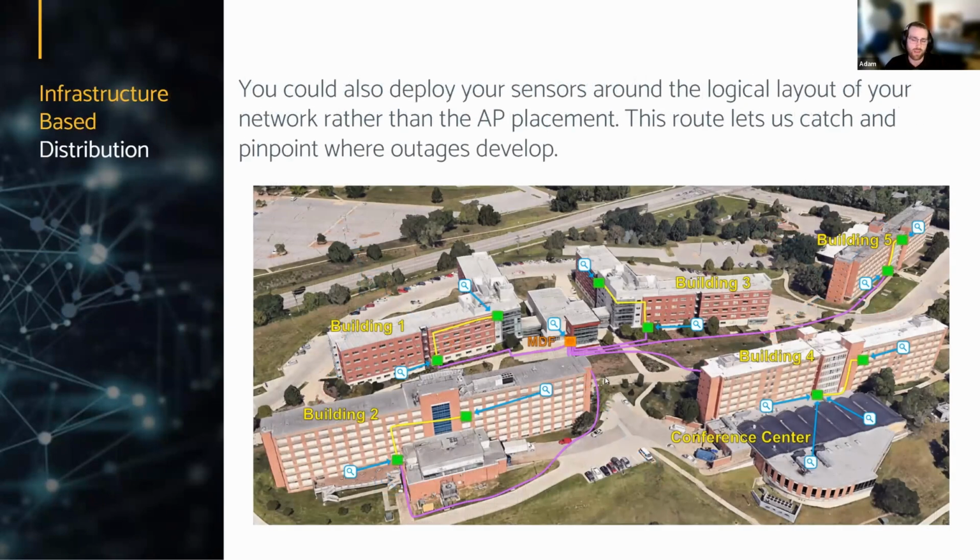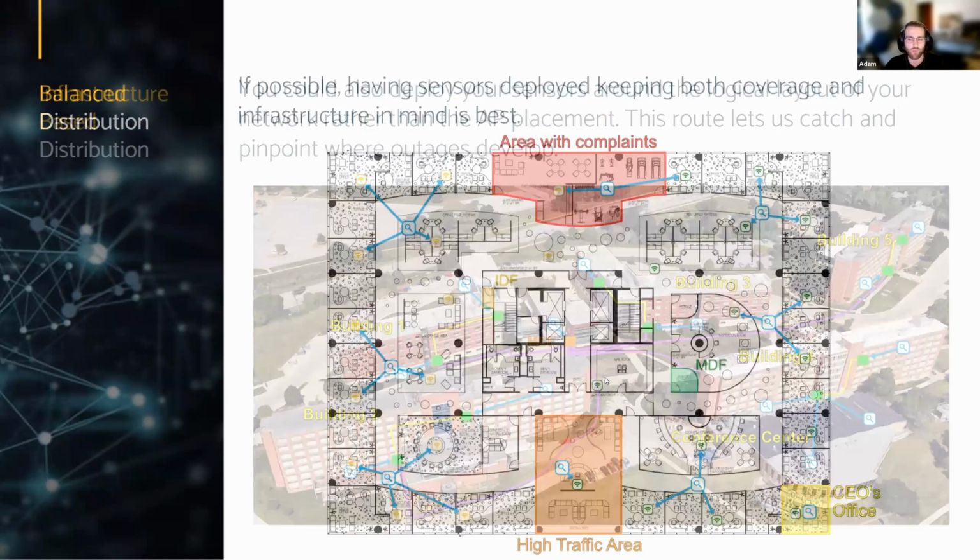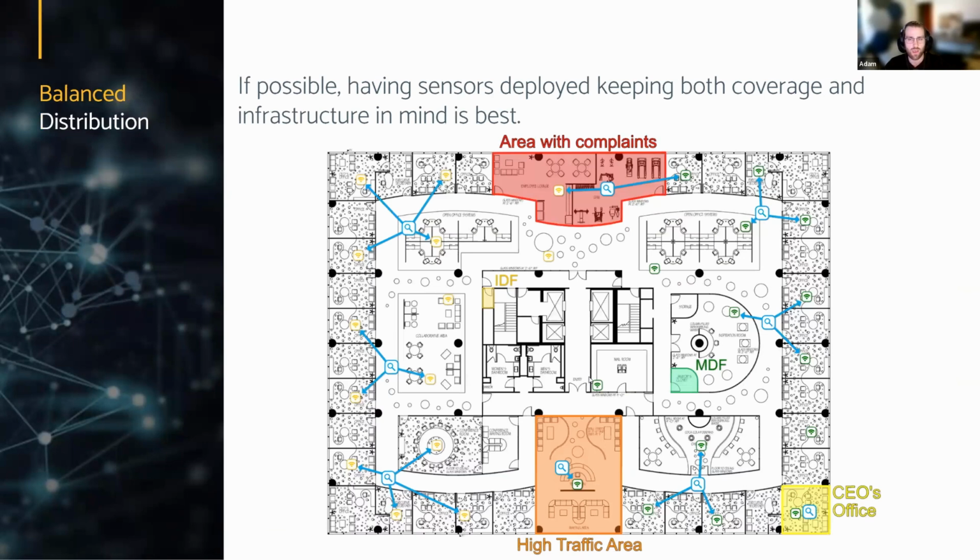Now, which solution is best? Well, depends. And actually, I like to aim for a mix of these two. I like to keep both in mind for a balanced distribution. If possible, having sensors deployed to keep both coverage and infrastructure in mind is best. And what I really mean by that, we're now back looking at a floor plan instead.